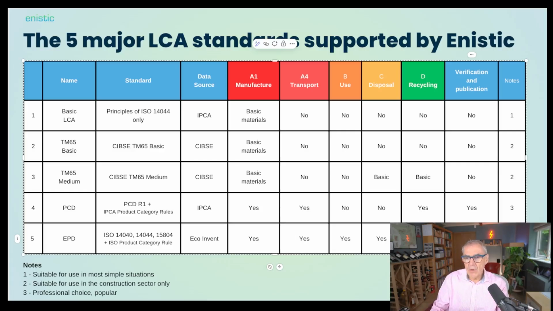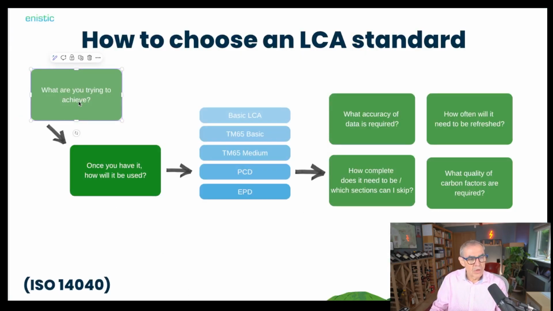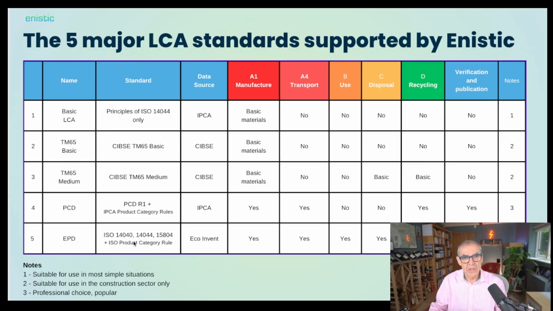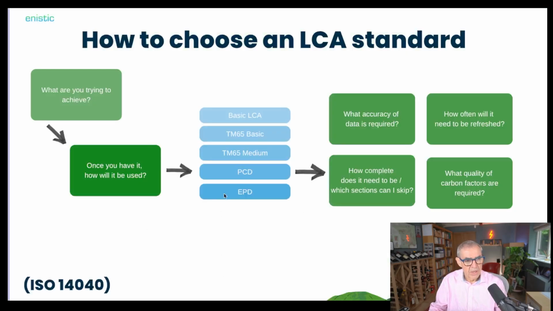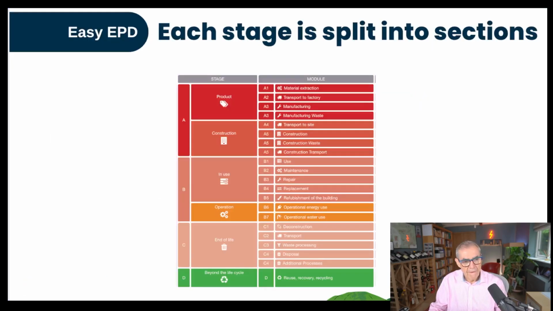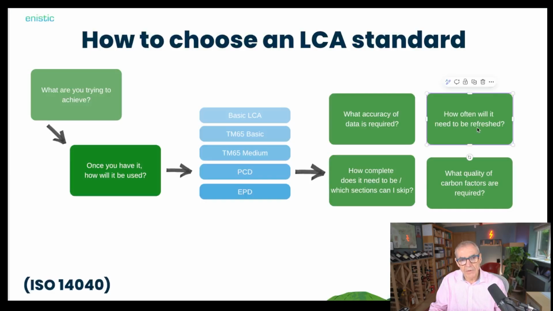Okay, so that's how you go about choosing the standard. I'll run through that again for you very briefly, just as a recap. Number one, what are you trying to achieve? Number two, how are you going to be using it? So ask your client why they want this stuff, what they're going to do with it. That will help you decide on which standard to choose. As I say, there's an overview of the standards that are built into the Anistic software. And, you know, AI, by the way, is making a lot of these things so much easier. But, you know, choose the standard. That will tell you which bits you can miss out. You remember these components here. And it will tell you how often it needs to be refreshed, the accuracy and the factors there. So there you go. That's my whistle-stop tour of how to choose a product carbon footprint or an LCA standard.